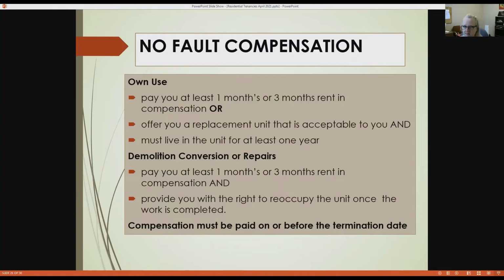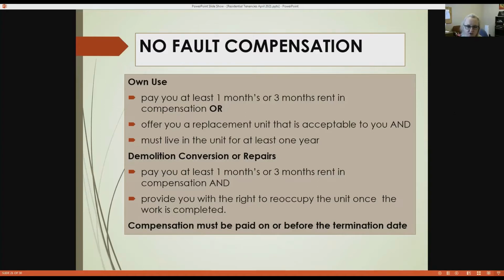If it's a building with under 5 units, they have to compensate the tenant 1 month's rent. If it's over 5 units, it's 3 months rent. Or they can offer another unit that is acceptable to the tenant, and a landlord must also live in that unit for 1 year. So if you're in a building, and we don't see this very much in high-rise buildings, you'd see it mostly in smaller buildings, they can either pay the compensation or they can say, I want to live in this unit, but I have this other unit available for you over here.